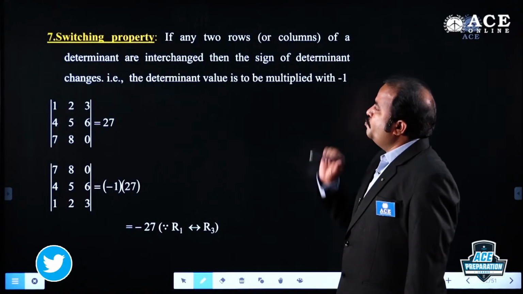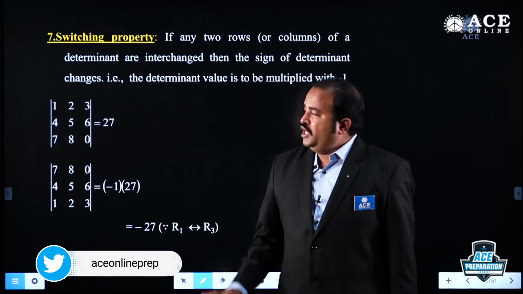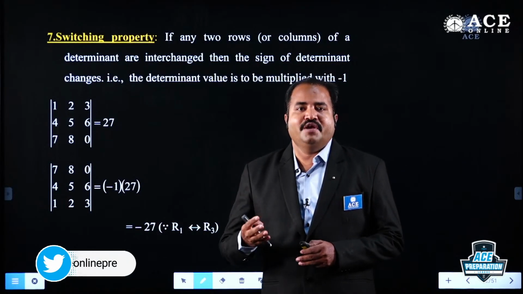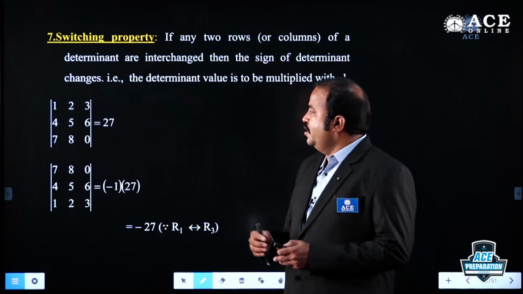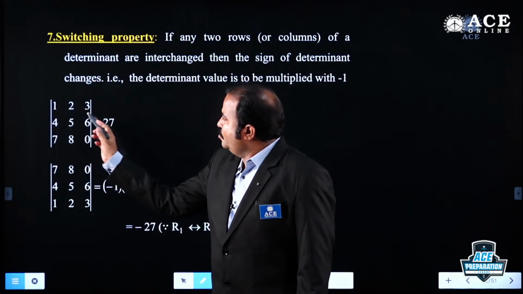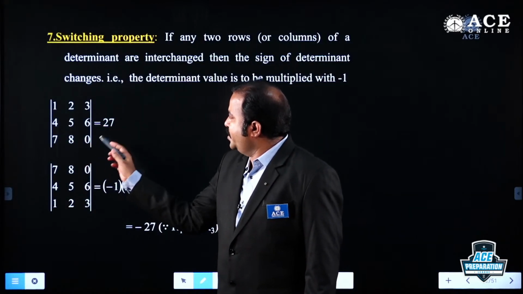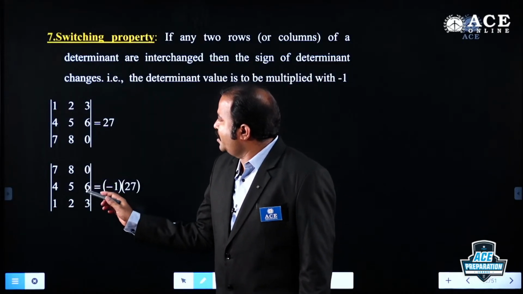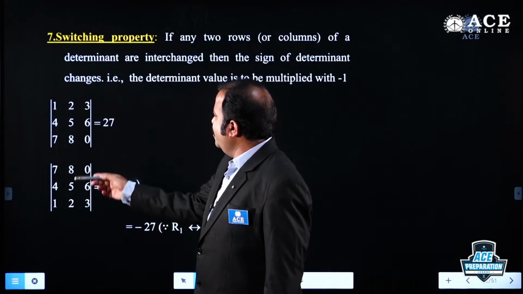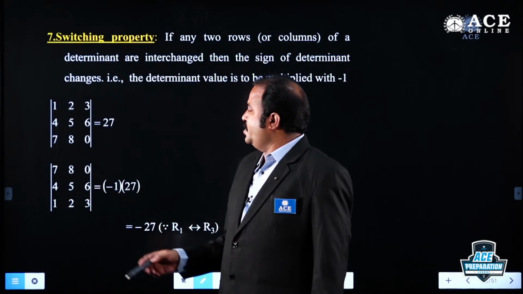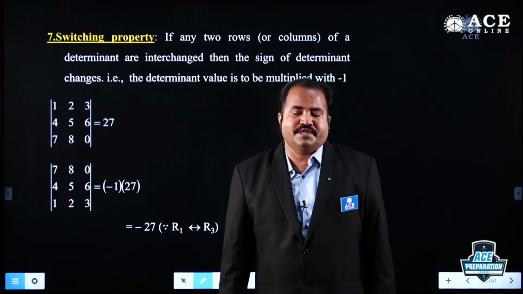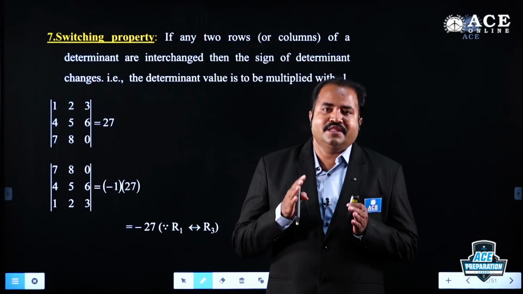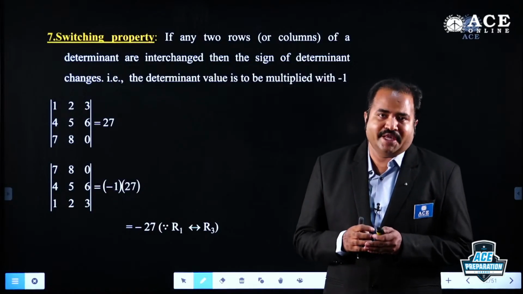Similarly, the switching property. What is the switching property? If two rows or two columns are interchanged, then the determinant is to be multiplied with minus 1. That is called the switching property. Look at this example, determinant of 1, 2, 3, 4, 5, 6, 7, 8, 0 is, suppose, 27. So for 7, 8, 0, 4, 5, 6, 1, 2, 3, what is the determinant here? Look at here, the first row and third row are interchanged or not? So the determinant is minus 27. So what is the switching property? If two rows or two columns are interchanged, then the determinant is to be multiplied with minus 1.